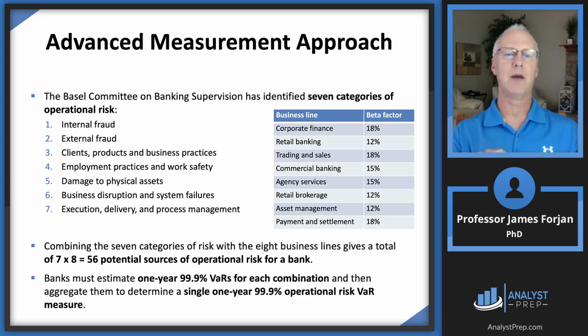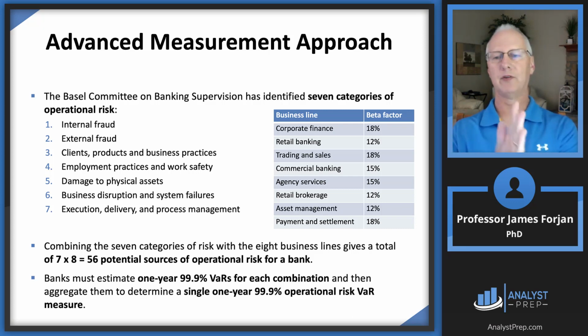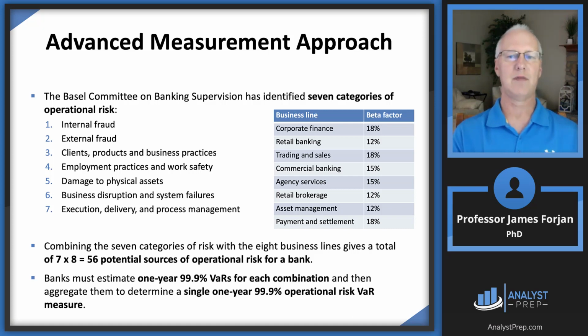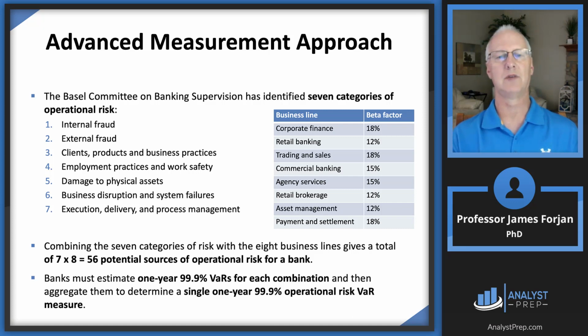But notice what's happening here, and just think of this in terms of a matrix. That first table over there, we're just going to go down, right? But now we're going to go across, and then we're going to go down. So we've got 7 categories of operational risks and 8 business lines, and so these are 56 potential sources of operational risk for a bank.